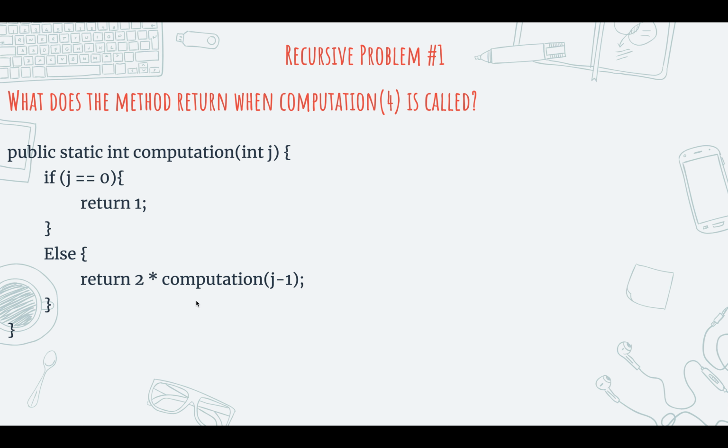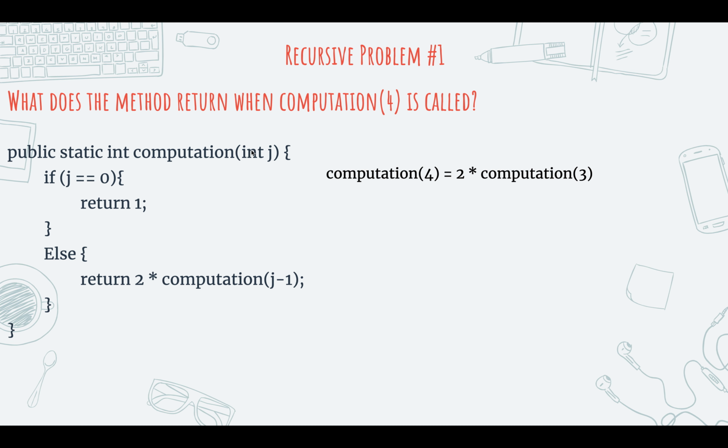So let's interpret this method. If we put 4 into this method, it's not going to execute this return statement because 4 is not equal to 0. This would be a false statement, so it would go immediately to the else statement. And it's going to be 2 times computation(j - 1). Well, j was equal to 4, so it's going to be 2 times computation(3). Computation(4) is what we ultimately want to get, but to get computation(4), we need to do computation(3) and then multiply that by 2. So let's do computation(3).